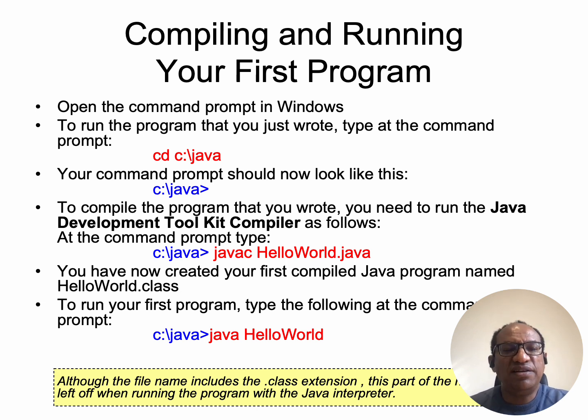This generates a compiled file named HelloWorld.class. Run the program with java HelloWorld. If everything is correct, you'll see hello world printed on the screen. Congratulations, you've successfully written, compiled, and executed your first Java program.